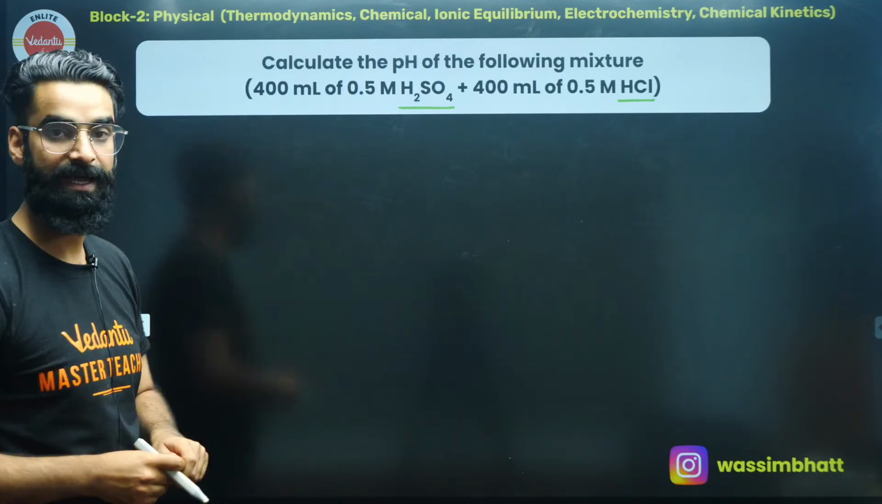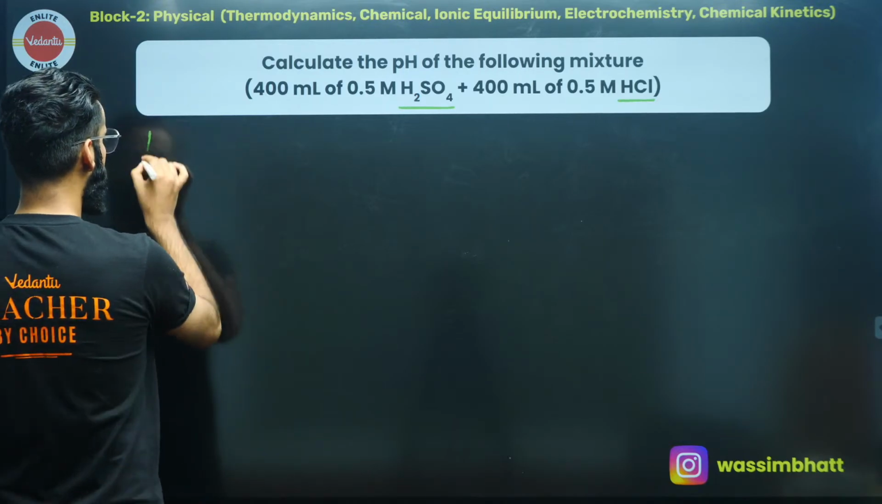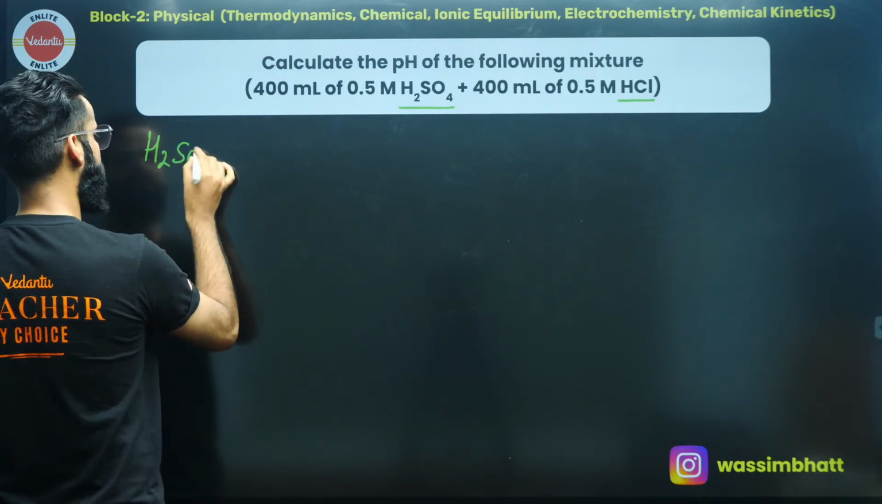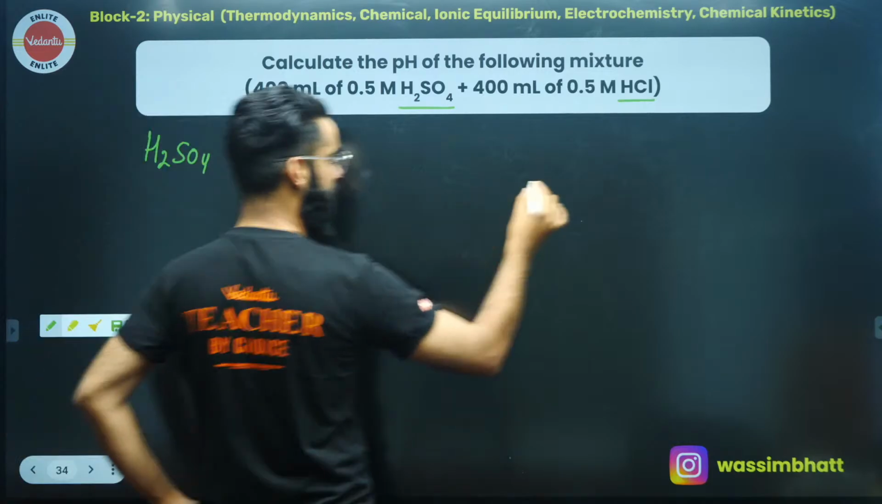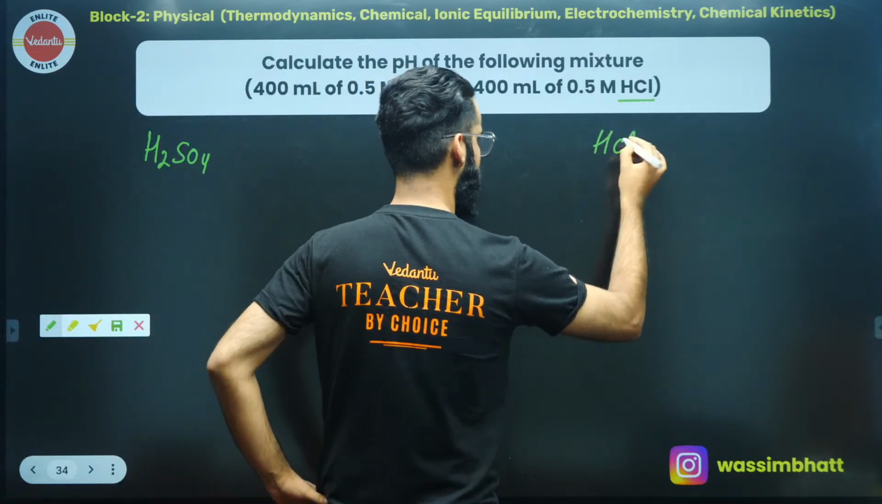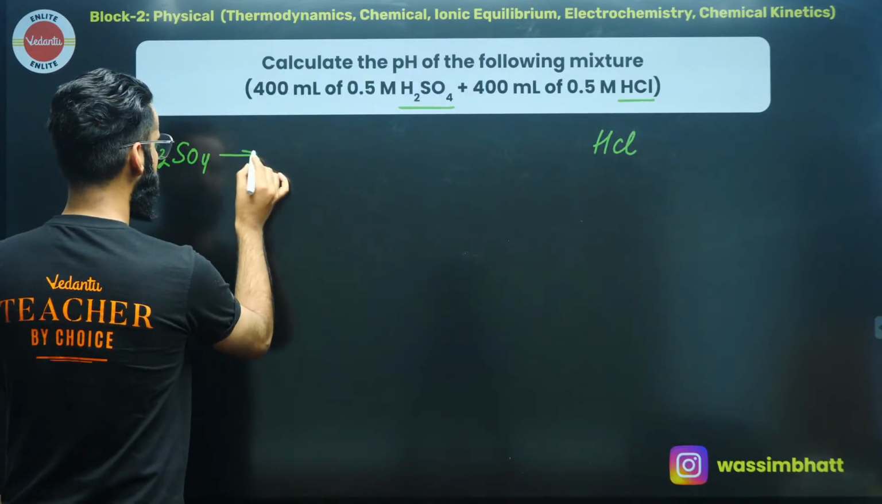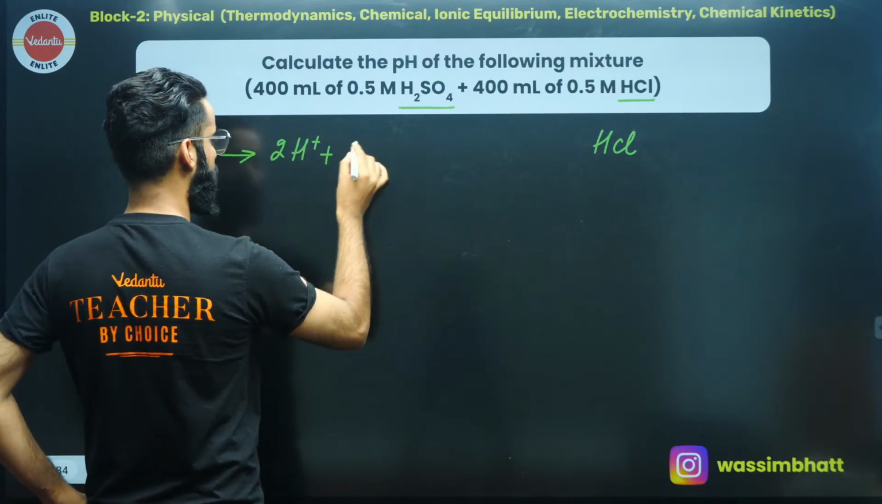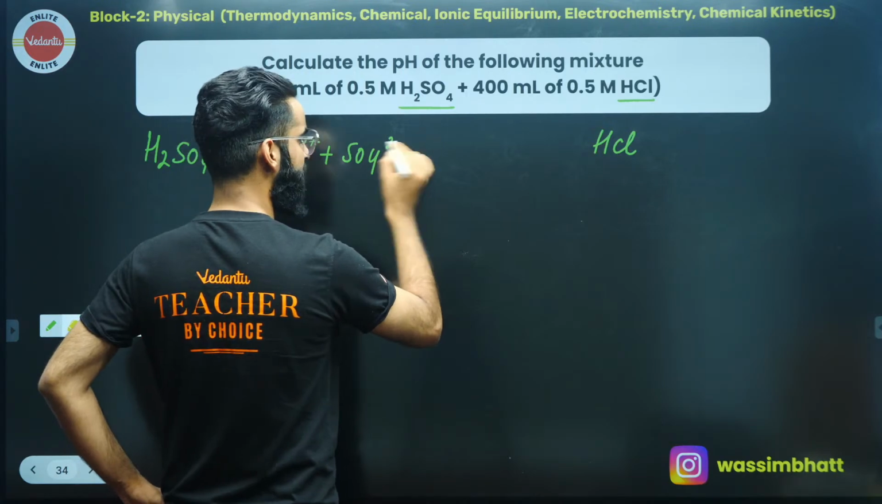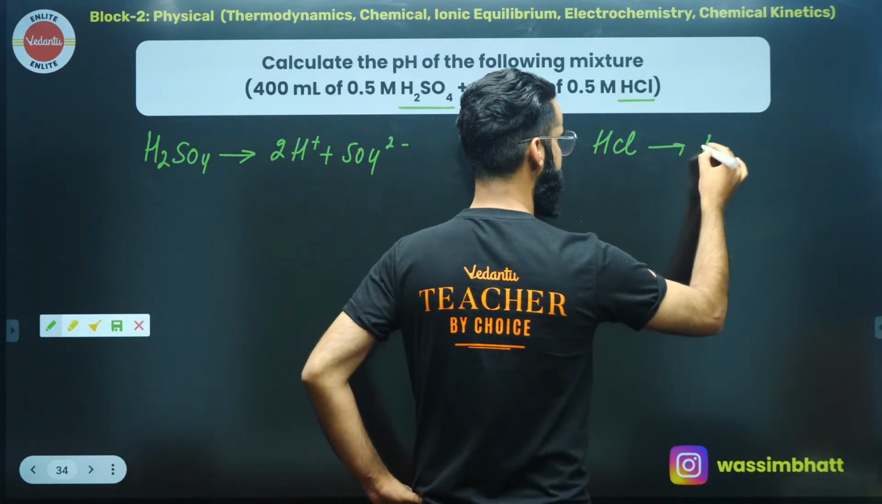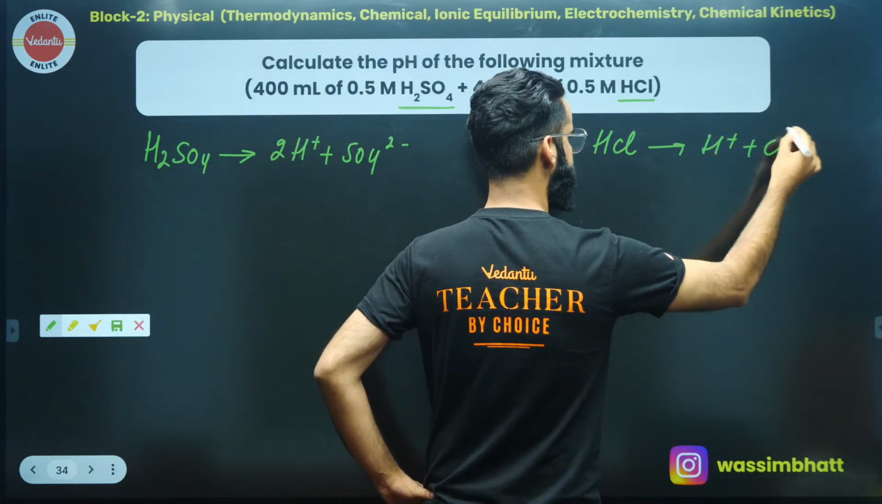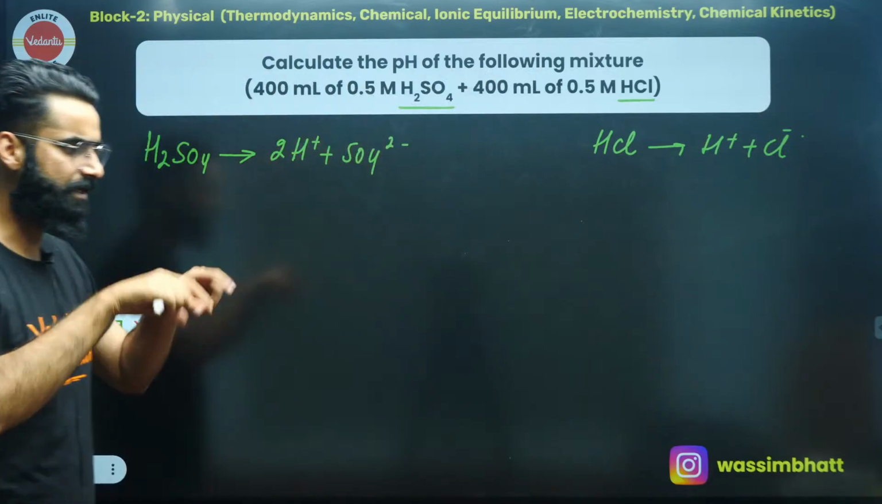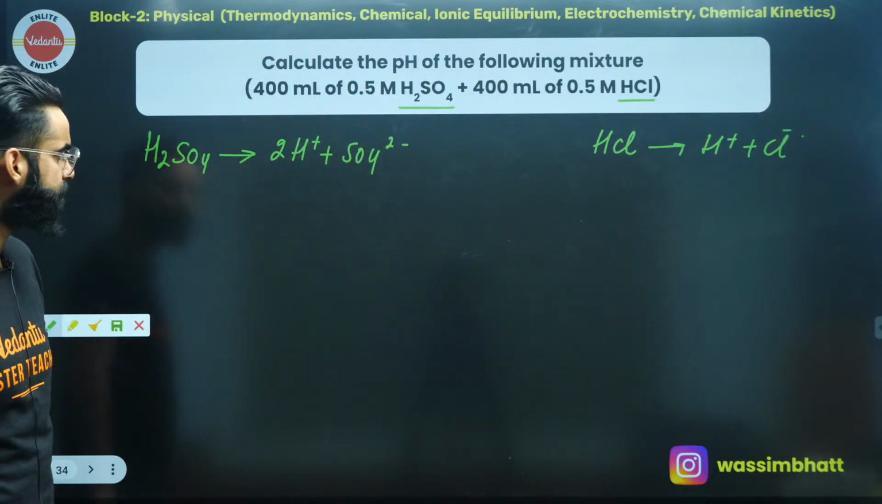And how do we calculate that? Have a look. First of all, you're introducing H2SO4 into the container, and at the same time, in the same container, you are introducing HCl. Now, how will this H2SO4 get dissociated? It will get dissociated as 2 times H positive plus SO4 dinegative. In a similar way, HCl is going to get dissociated as H positive plus Cl negative. This is how both these acids are going to get dissociated.